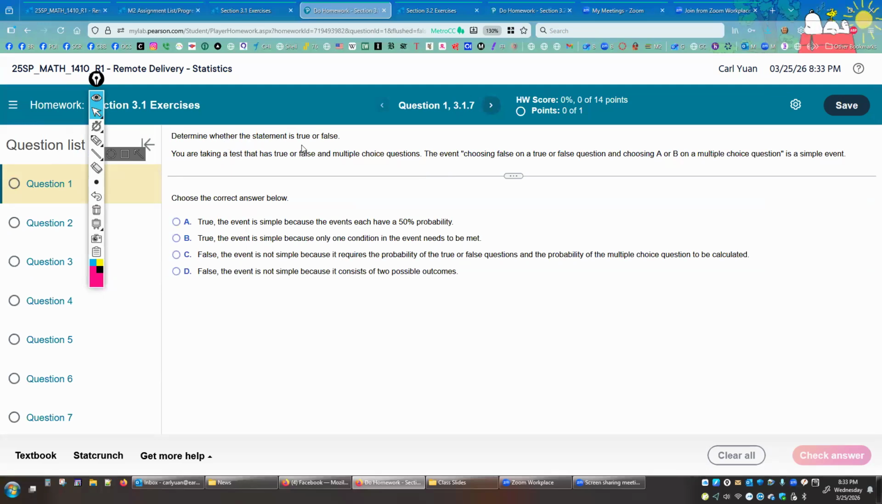Determine whether the statement is true or false. You're taking a test that has true or false and multiple choice questions, and the event is choosing false on a true or false question, and then choosing A or B on the multiple choice question is a simple event. So we have two things going on here. Choosing false and choosing A or B definitely has more than one outcome. Okay, so this definitely is not simple.